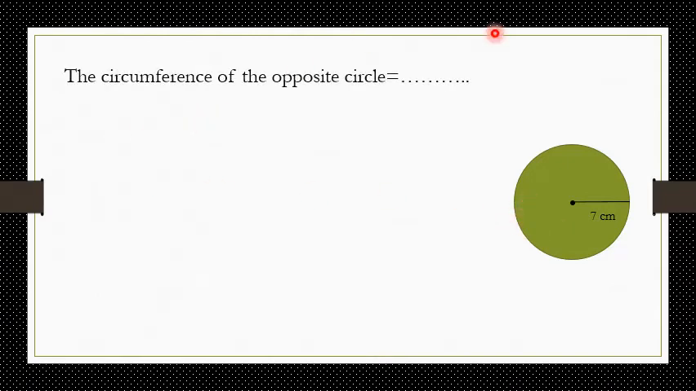Now we have a circle with the diameter equals 14 centimeter because he gave me the radius equals 7 centimeter. So diameter will be 7 by 2 equals 14 centimeter, and we wanted to find the circumference of that circle. Consider pi equals 22 over 7. Now solution.